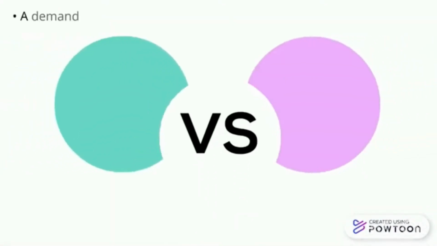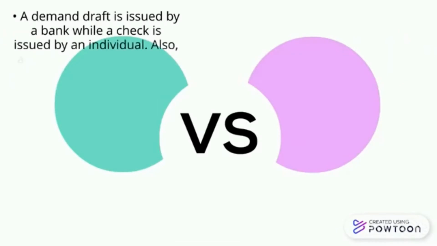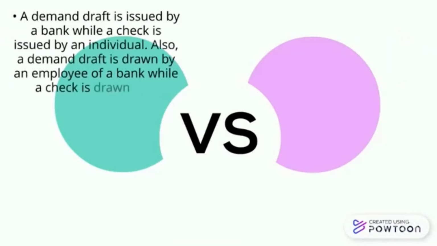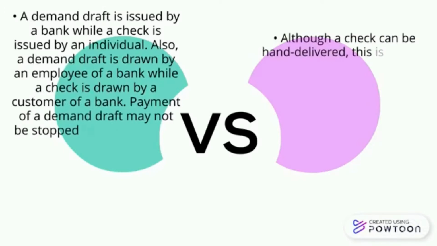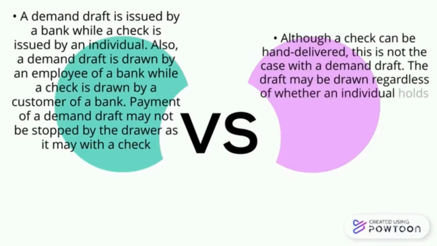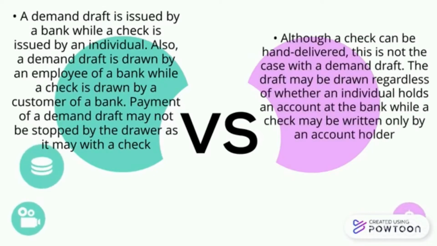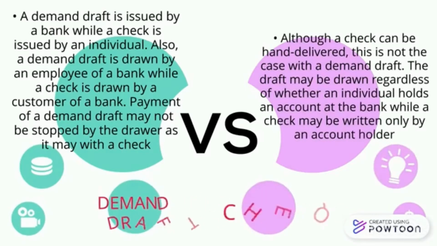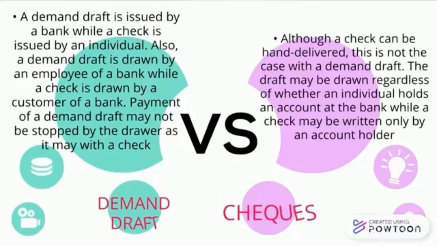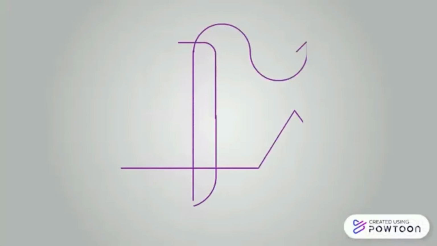Demand draft versus check. A demand draft is issued by a bank, while a check is issued by an individual. Also, a demand draft is drawn by an employee of a bank, while a check is drawn by a customer of a bank. Payment of a demand draft may not be stopped by the drawer as it may be with a check. A check can be hand delivered. This is not the case with the demand draft. The draft may be drawn regardless of whether an individual holds an account at the bank, while a check may be written only by an account holder.